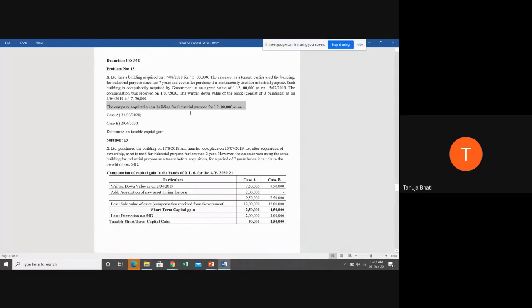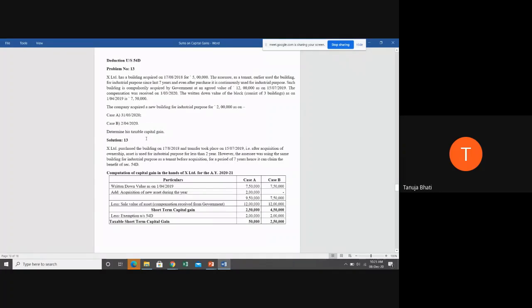residential, for industrial purpose. So remember students, industrial purpose, if he's using a building and investing it in an industrial purpose, then it will be covered under deduction 54D for 2 lakh rupees as on case A, 31/3/2020, case B, if he's acquiring the new building on 2/4/2020. Determine the taxable capital gain.